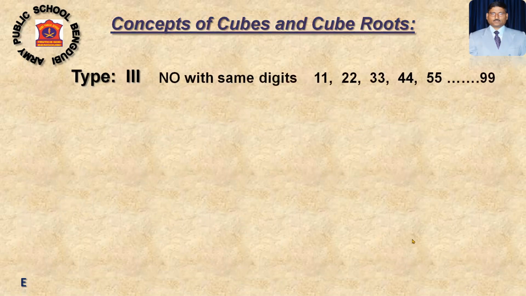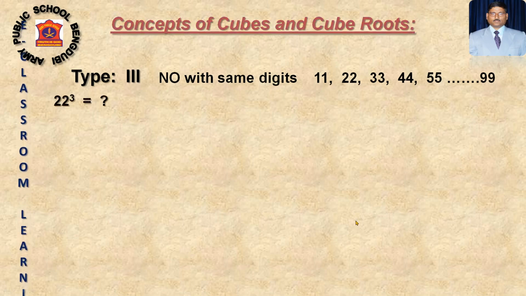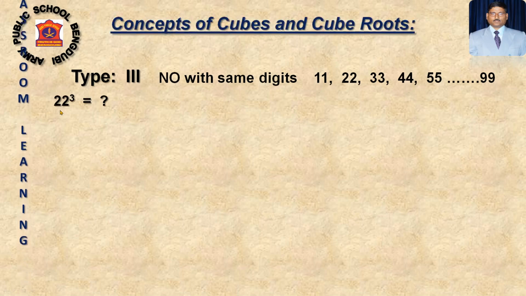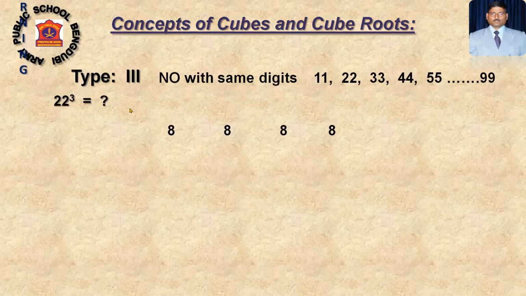Type 3, this is also a very interesting type. You have to work only one time. Numbers with the same digit like 11, 22, 33, 44, 55, 66, 77, 88, 99. What to do? Same procedure. So 2 cube is 8, and this one is also 8.